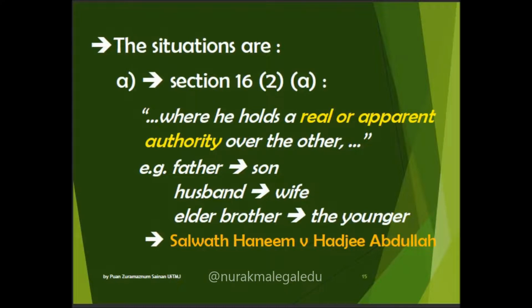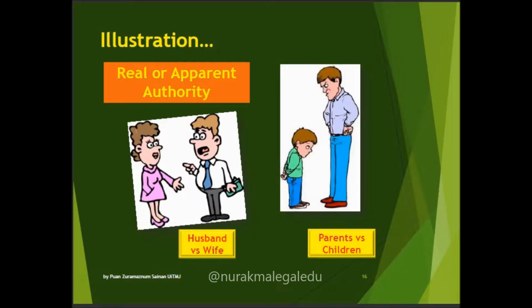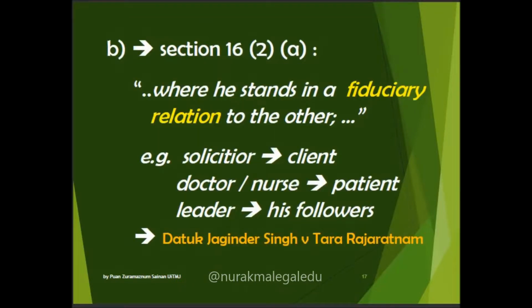Okay, for example, this one says he holds a real or apparent authority. For example, father and son, husband and wife, elder brother and younger brother. This is the illustration. One party is dominant over the other one. Okay, section 16, subsection 2, subsection A, where he stands in a fiduciary relation to the other. Fiduciary relation is a relationship based on trust.